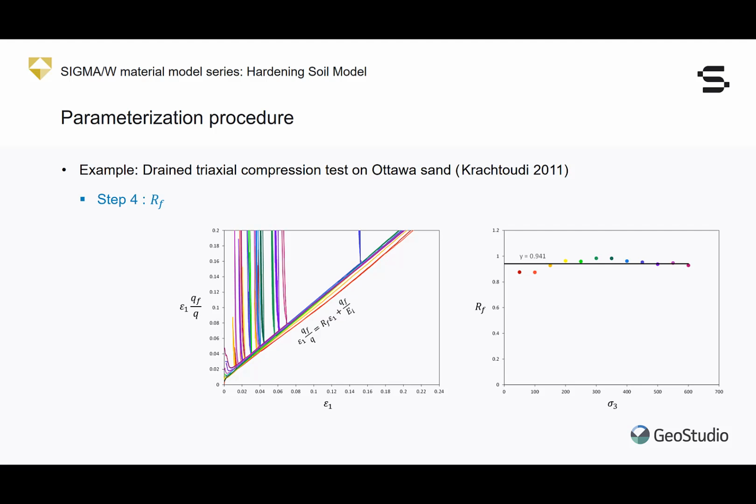The graph on the right shows these slopes for all 12 triaxial tests. The average of 0.941 is then estimated for the failure ratio of this soil.